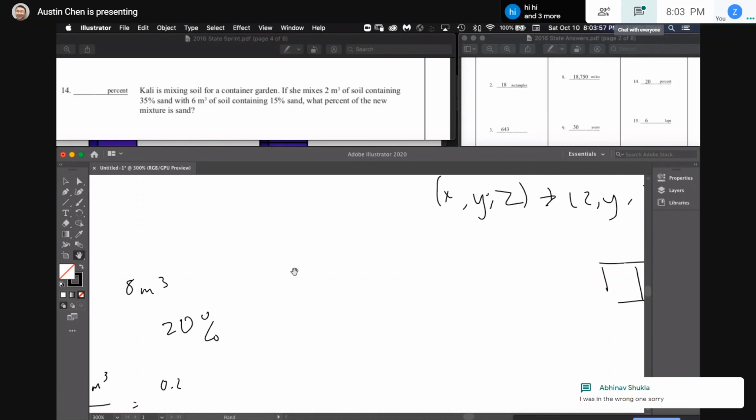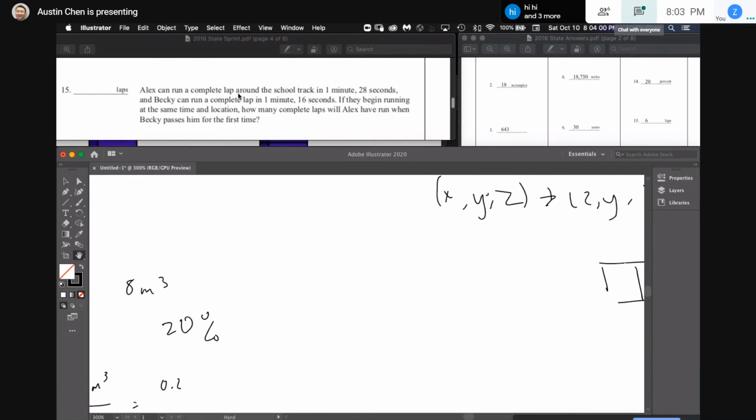Okay, so let's move on to the next problem. Alex can run a complete lap around the school track in 1 minute and 28 seconds, and Becky can run a complete lap in 1 minute and 16 seconds. If they begin running at the same time and location, how many laps will Alex have run when Becky passes him for the first time?